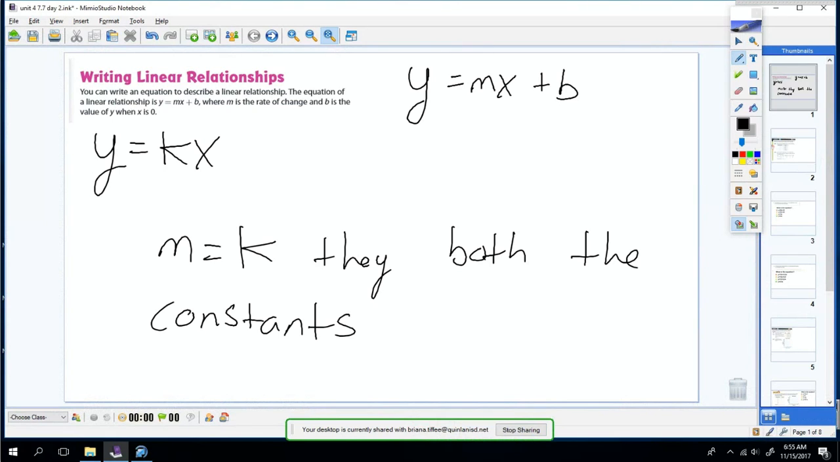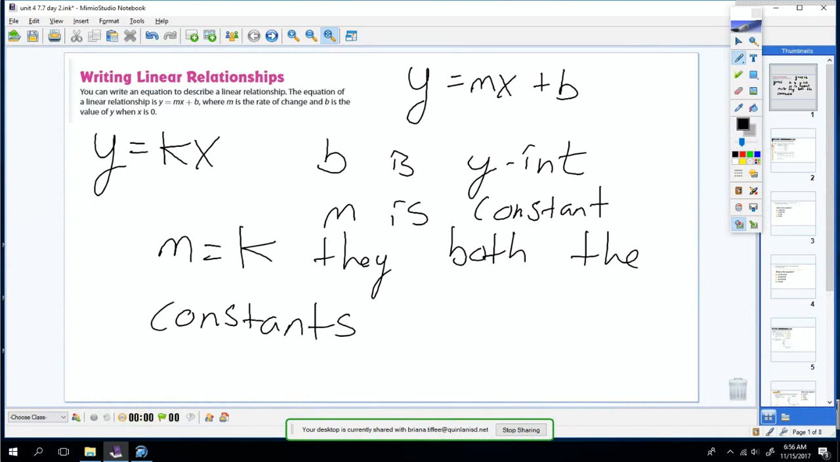And b just moves a line up and down the y-axis. B is actually very easy to figure out. We'll get more into b, but we're going to say b is the y-intercept. So b is the y-intercept, and m is the constant. All we're really focusing on today is writing the equations, creating a couple tables and graphs.